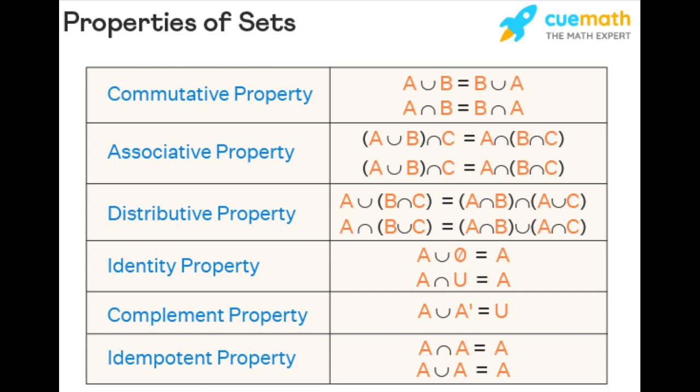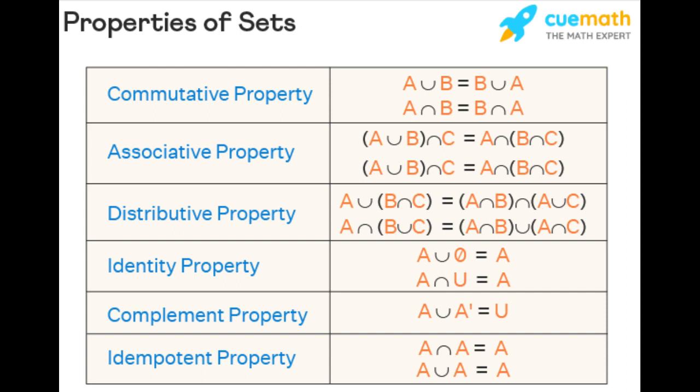The identity property, also known as the identity element or identity law, is a property that applies to certain operations on sets. It states that there exists a special element called the identity element, such that when this element is combined with any other element using the specific operation, it leaves the other element unchanged.